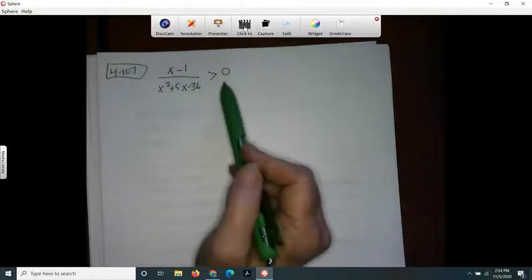This is Pre-Calc, problem 4-107. It's one of the classwork problems. It says to solve this. Because this says it has to be greater than 0, they basically want to know where on the graph, if I did graph this, it is above the x-axis, or where it is positive?